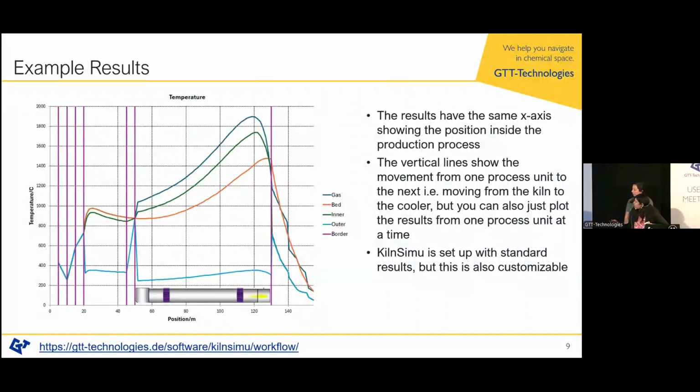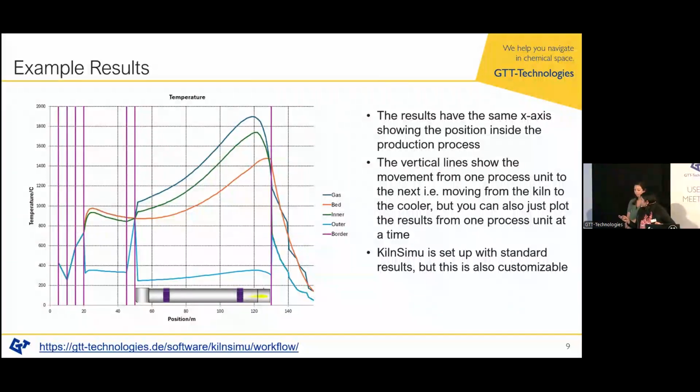And so here I show the graph for all the process model units, but it is also possible that if you see that something interesting is happening here, you can zoom into a single process model unit and get the desired results that you would like to have. And all the results are fully customizable.